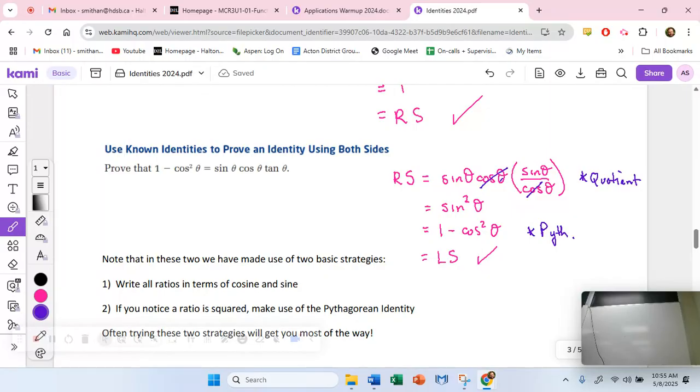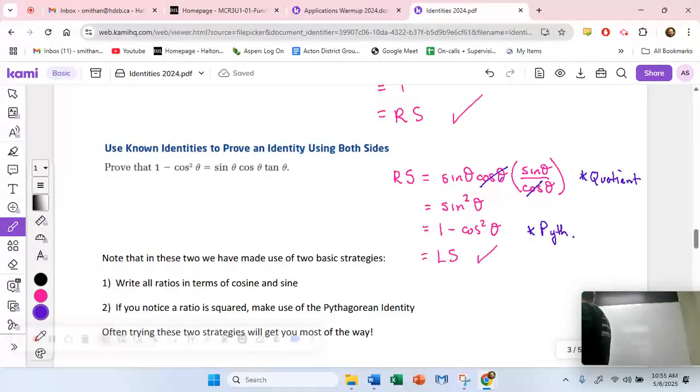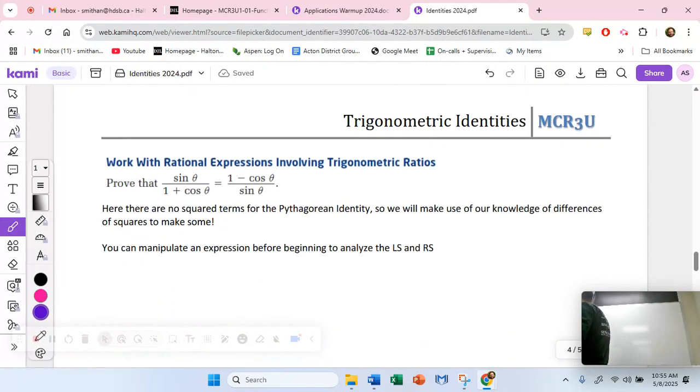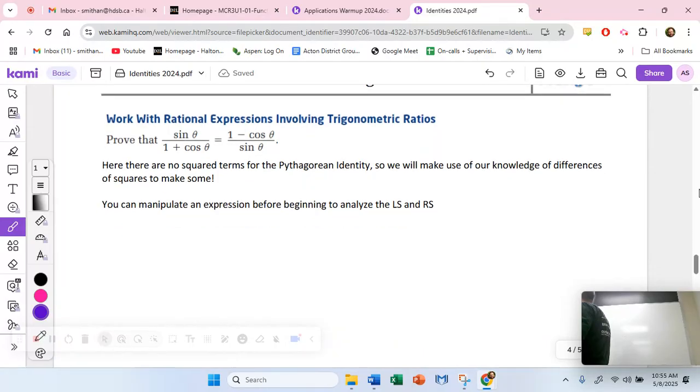All right, look at us. We've ramped things up in a big way. You guys don't even know what the graph of tan theta looks like. So how do we show this one by graphing? But using our basics, we can do it. All right, we got those two basic strategies. Let's ramp things up. Oh boy.